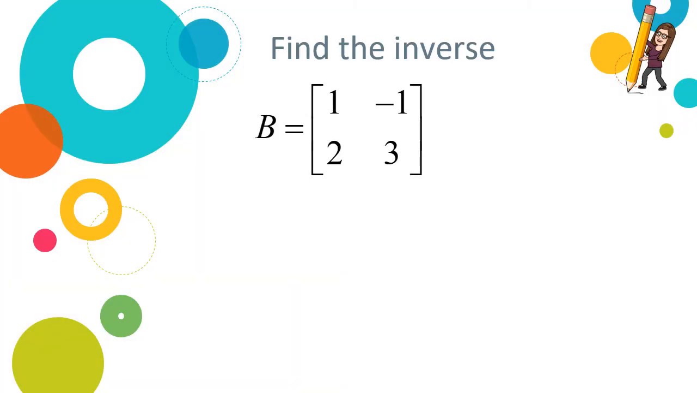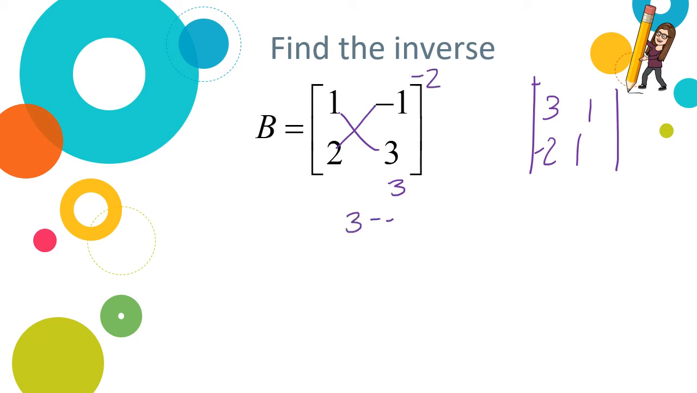Let's look at one more. If I want to find the inverse of B. So first of all, I'm going to swap A and D. I'm going to change the signs of B and C. I'm going to find the determinant of the original. So we've got 5. We're going to take 1 over the determinant and distribute or scalar multiply.